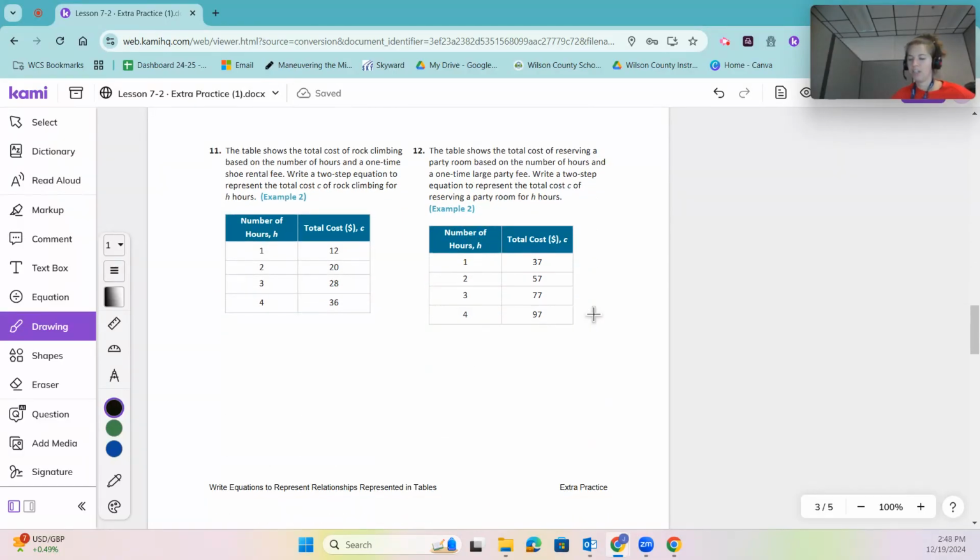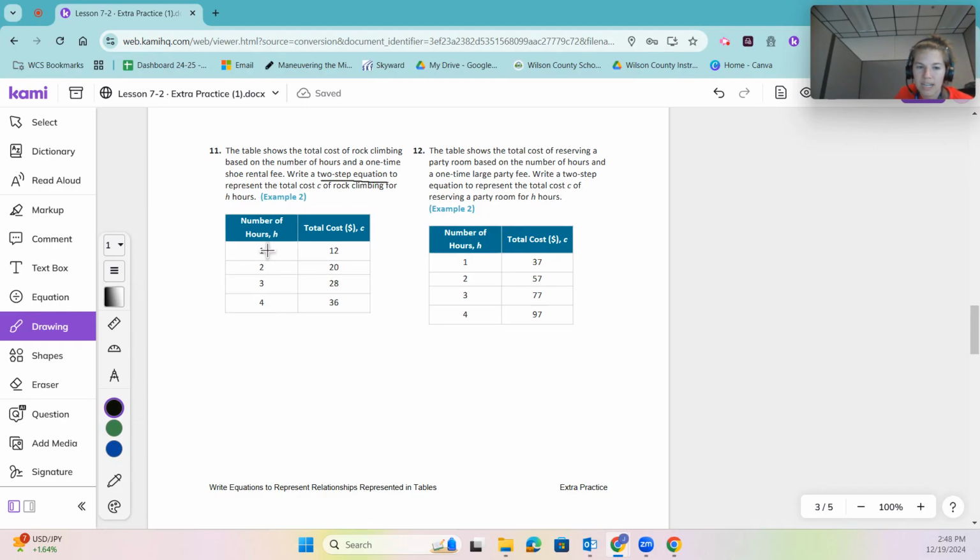Now down here on number 11, it gets a little more complicated, because now it says the table shows the cost of rock climbing based on the number of hours and a one-time shoe rental fee. Write a two-step equation to represent the total cost of rock climbing for each hour. So you're rock climbing for a certain number of hours, but then you're also paying a shoe rental fee. You only pay that once.